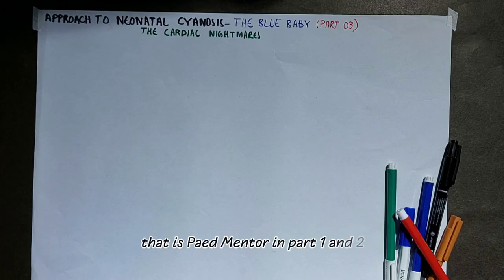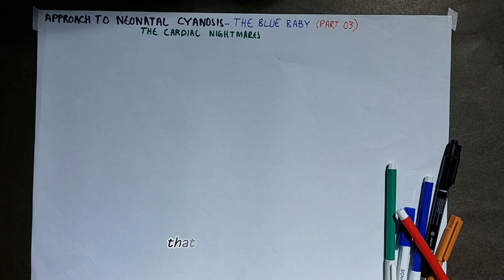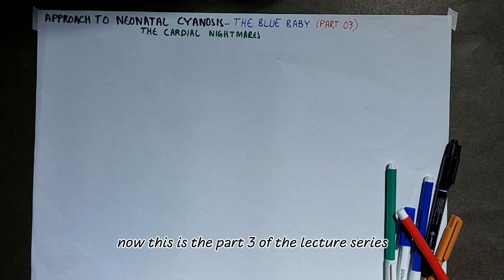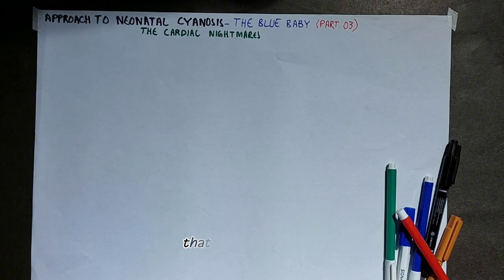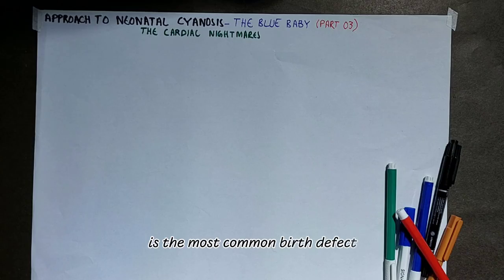In parts 1 and 2, Approach to Neonatal Cyanosis, we dealt with the basic approach and mastering the management of RDS and PPHN. That is how we found the lung pathologies for cyanosis. Now, this is part 3 of the lecture series Approach to Neonatal Cyanosis, the blue baby. In this part, we face the heart, because congenital heart disease is the most common birth defect.